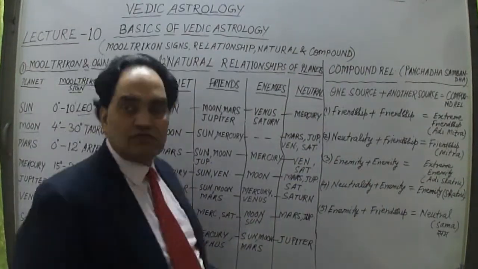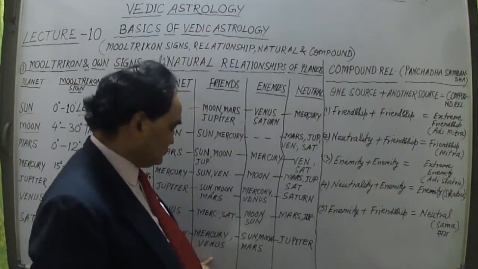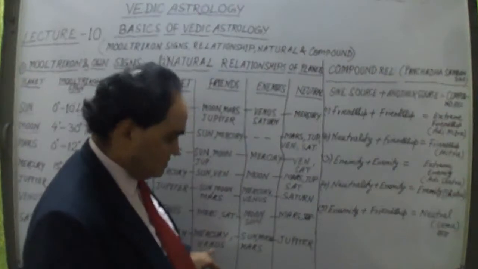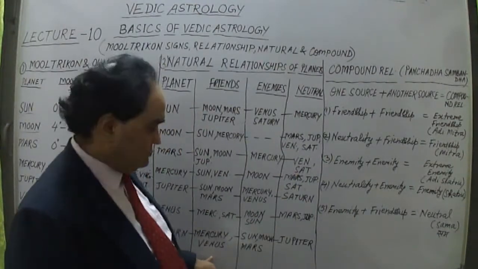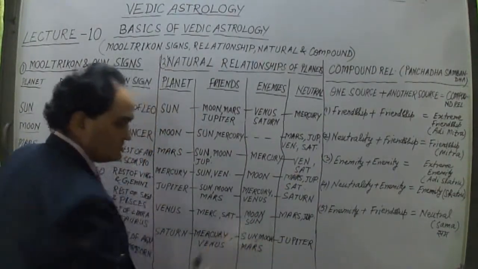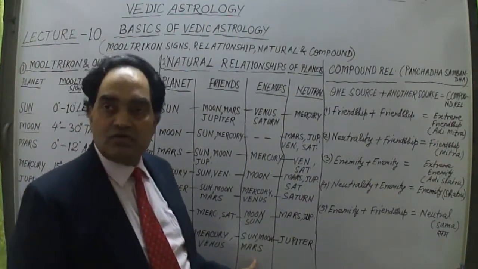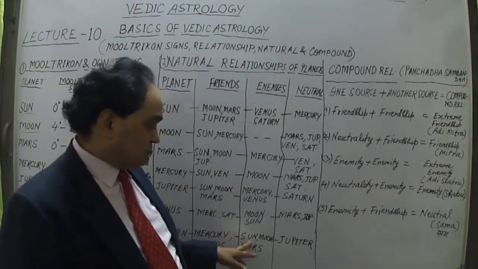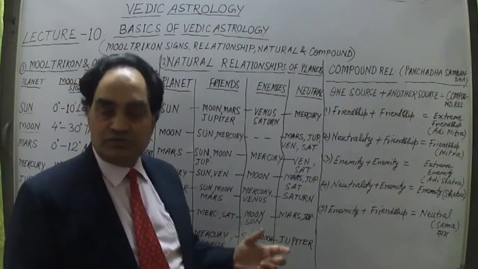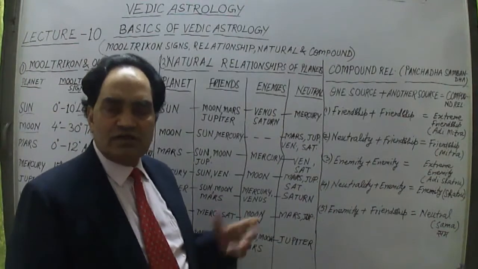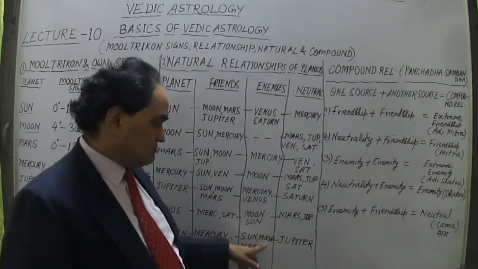Then Saturn: Mercury and Venus, these two planets are friends. While Sun, Moon and Mars, these three, are enemies to Saturn. Saturn has enmity with Sun, Moon and Mars.